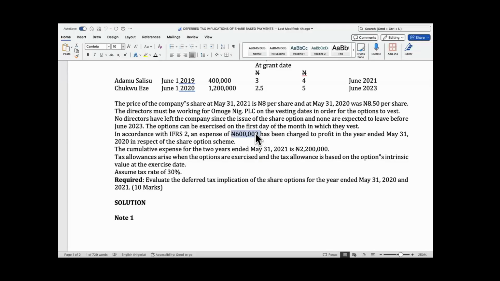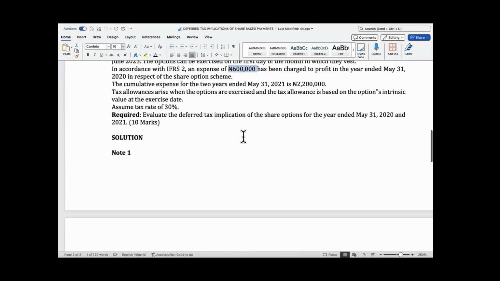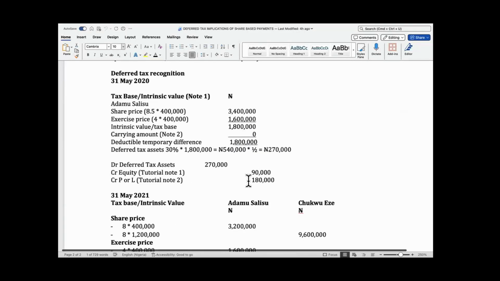The taxman is not allowing this 600. He said, okay, this 600, I'm not allowing it. What I want to reckon with is the intrinsic value. So if you are now accruing for tax, if you do 30% of 600, it's just 180. So you should not recognize more than 180 in your P&L as tax impact. Any excess should go to equity. Just take it to equity. That's what IAS 12 says. You cannot recognize the entire 270. That means you are over-accruing for tax.